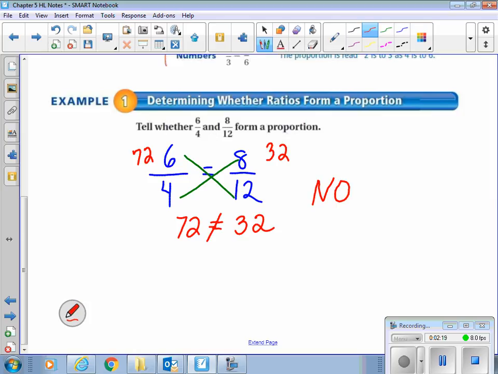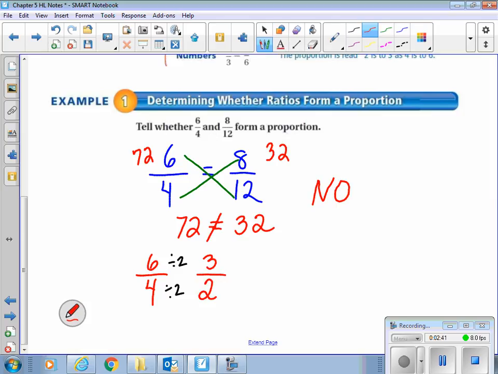The other way to do it would be to simplify each of the ratios. So 6 to 4, what can go into 6 and 4 evenly? They are both divisible by 2. We divide by 2 to simplify. 6 divided by 2 is 3, and 4 divided by 2 is 2. So we have 3 to 2.